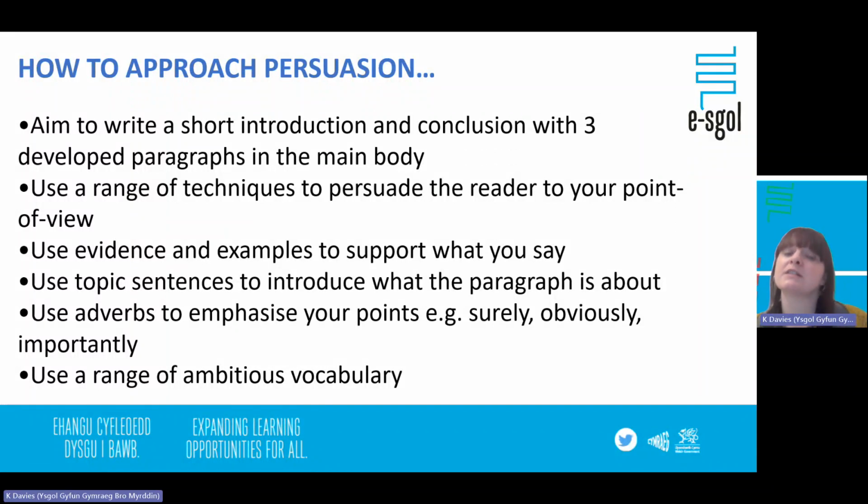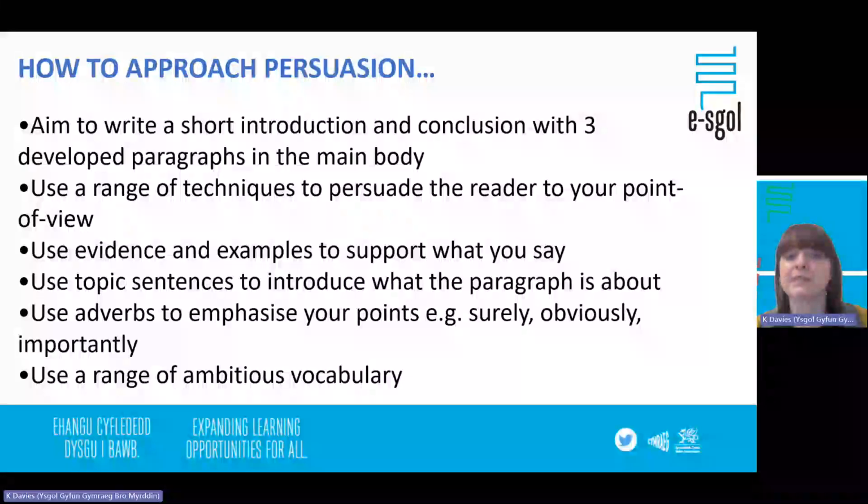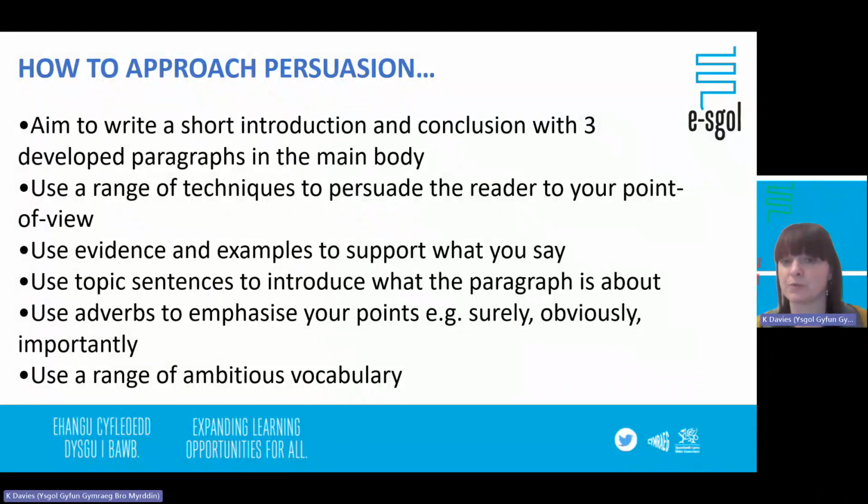So what you need to do is make sure that you aim to write a short introduction and conclusion with 3 developed paragraphs in the main body. Use a range of techniques to persuade the reader to your point of view. Use evidence and examples to support what you say. Okay, so bear in mind that you have had resource material in your section A. So there's nothing wrong with using some of those ideas, but obviously making sure you're not clung to it.